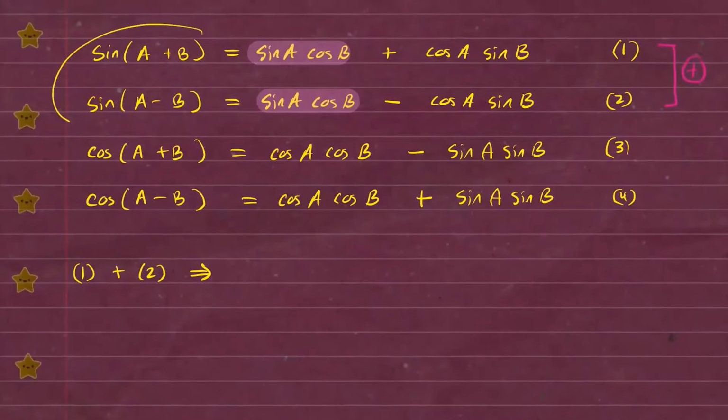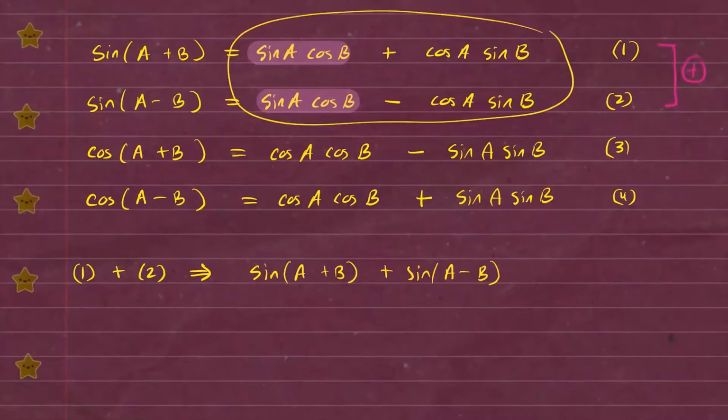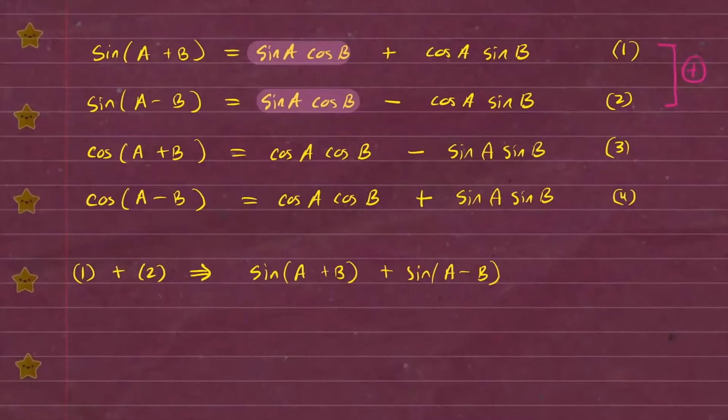On the left side, you add these up, so you'll have sine of A plus B plus sine of A minus B. On the right-hand side, if you add these, you'll see the cosine A sine B and the negative cosine A sine B cancel out. So these two cancel out, and you're left with two of these. So you're going to get equal to 2 sine A cosine B.